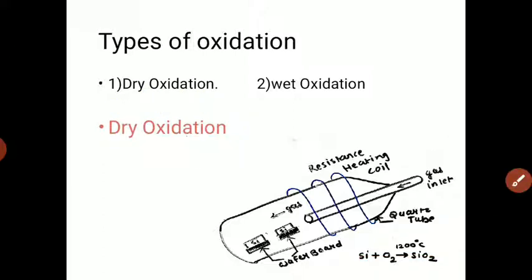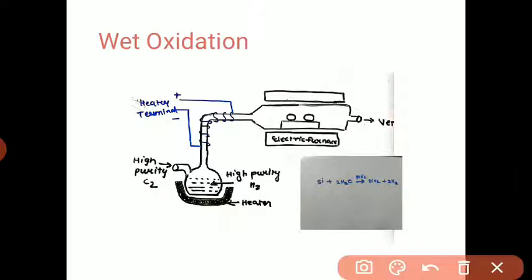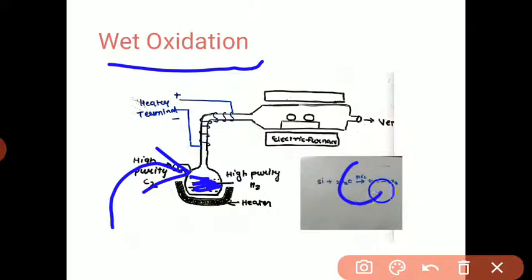Now let us understand how wet oxidation works. In our wet oxidation process, we have water for the oxidation purpose. So we put our water here and provide a carrier gas on the other side. And we maintain our heat at 1900 degrees centigrade by using this heater and also this heating terminal. We put our silicon wafer here and maintain our electric furnace temperature at 1900 degrees centigrade.